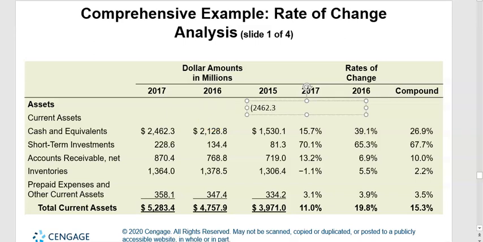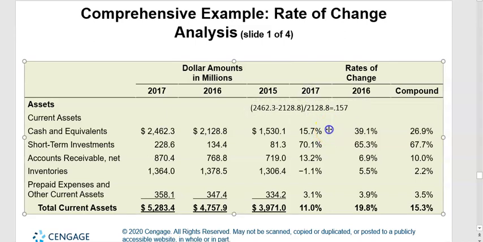2462.3 minus 2128.8 divided by the earlier year, so 2128.8. And that will give you actually 0.157 or some variation of decimal places, which converts to 15.7%. Okay, so that's how you do that.